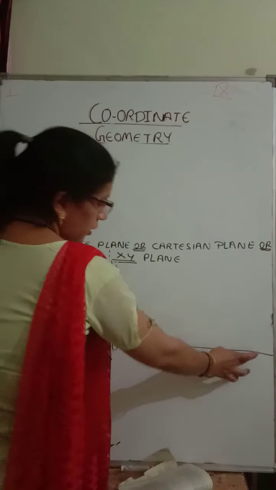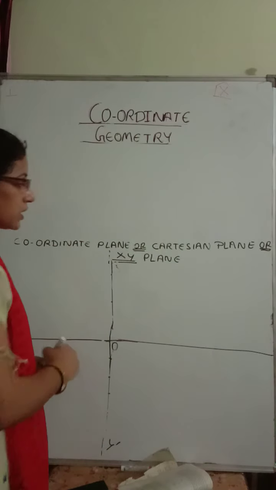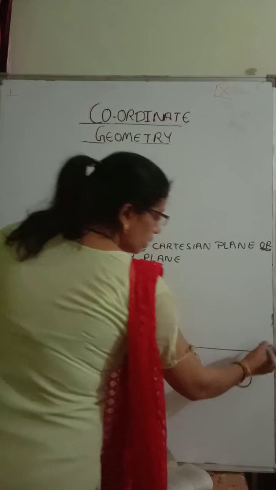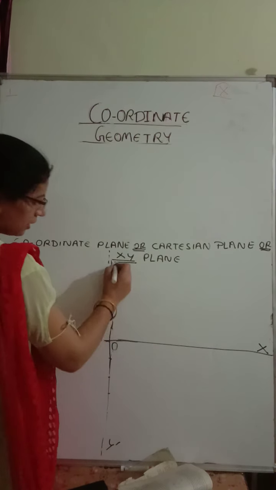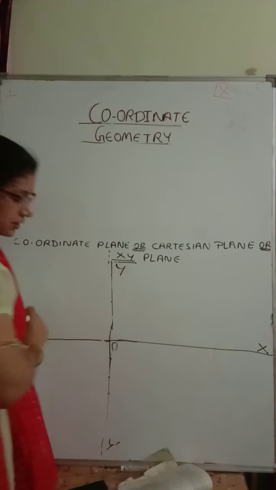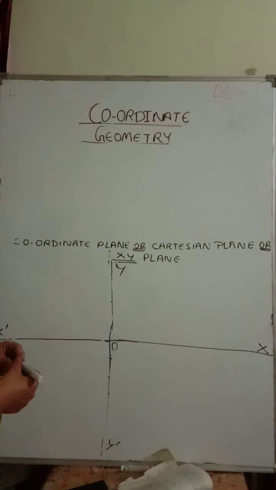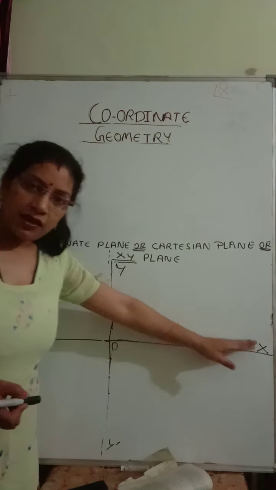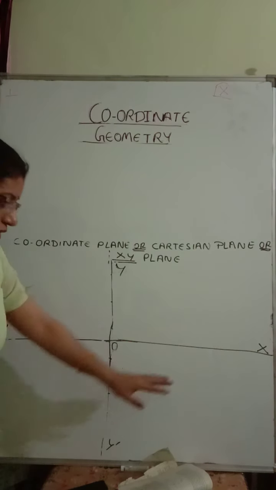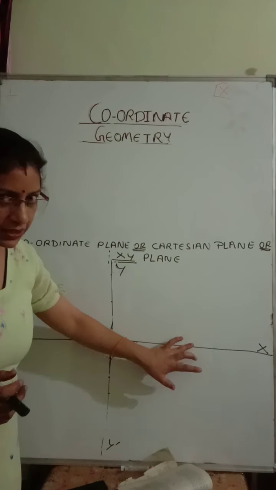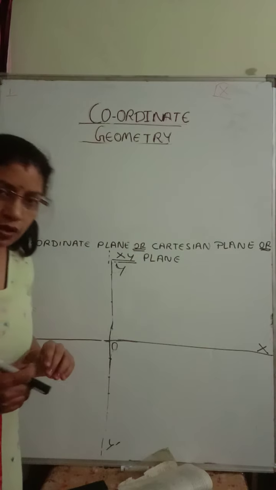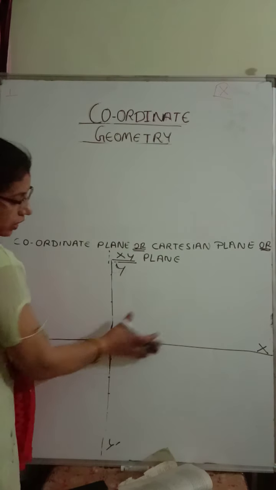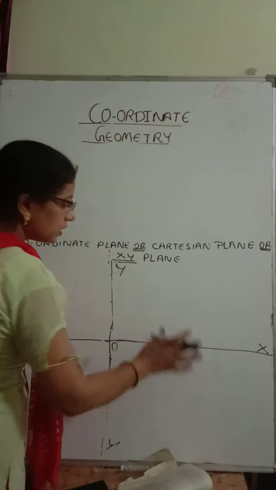So what are these two axes? There are two axes in coordinate geometry. This is known as the coordinate plane. X dash, this is one axis, and y dash, this is the second axis. One axis is horizontal, one axis is vertical. The horizontal axis is known as the x axis and the vertical is known as the y axis. By these two axes we have made one plane.